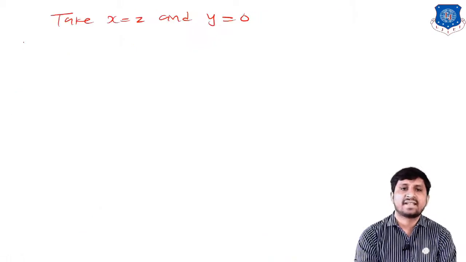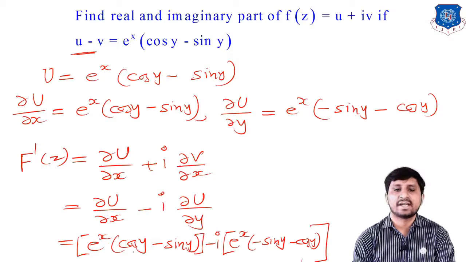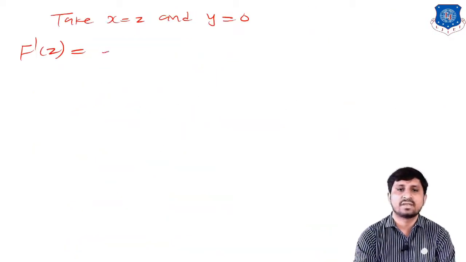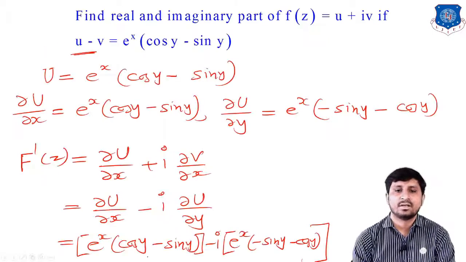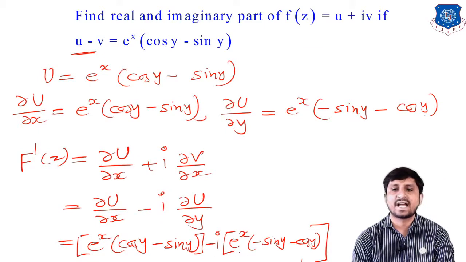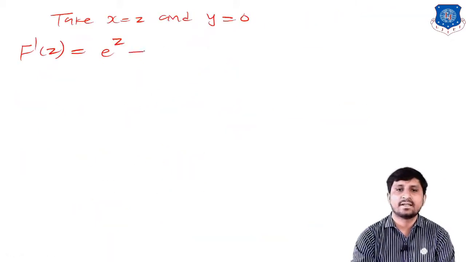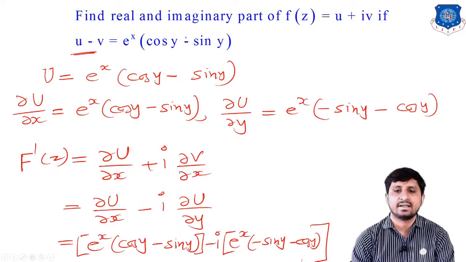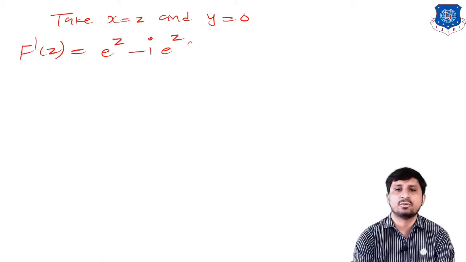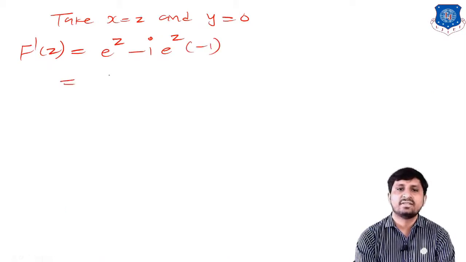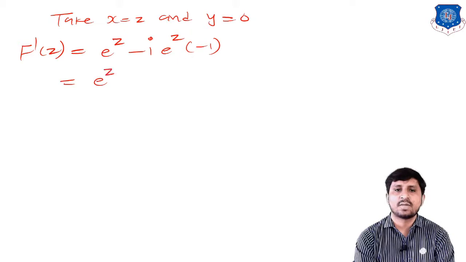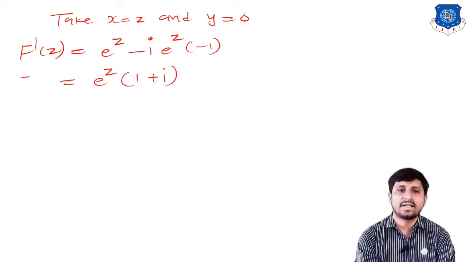So F dash z, capital F dash z, that is equal to e raised to z cos 0, that is 1. So e raised to z, okay, 1 minus 0 minus i e raised to z, and here you will get minus 1, okay, sin 0 is 0, cos 0 is 1, so into minus 1. So finally we get e raised to z common, so in bracket we have 1 plus i, okay. So capital F dash z, that is e raised to z into (1 plus i).